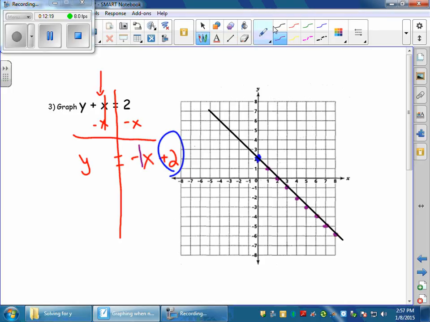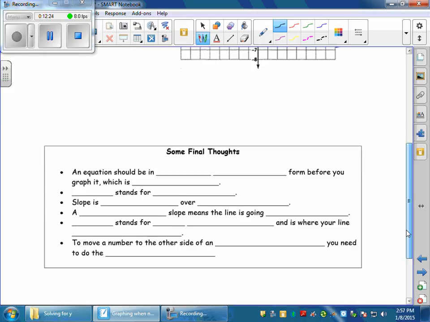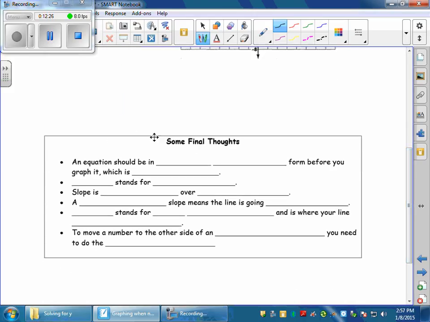Before we do that, though, let's do some final thoughts. I have a couple of them for us today. An equation should be in slope-intercept form before you graph it, which is y is equal to mx plus b. Now, m stands for slope. And again, slope is just rise over run. That's how much I'm going up and how much I'm going over.